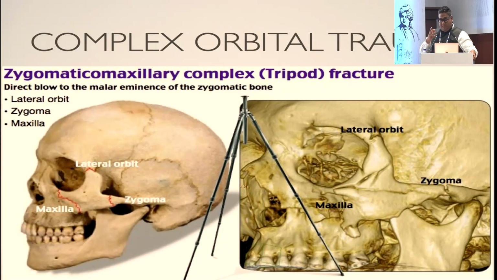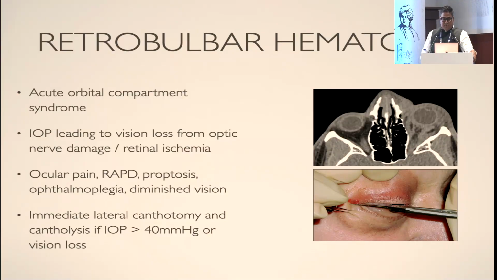So in complex fractures where you think there is a zygomaticomaxillary complex fracture, it's actually not a tripod, it's now called a tetrapod fracture. This is what you can request the radiologist for, which is a 3D reconstructed scan. That can give you an exact topography of where the fracture is.